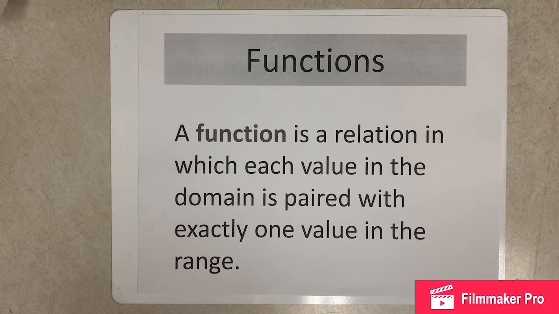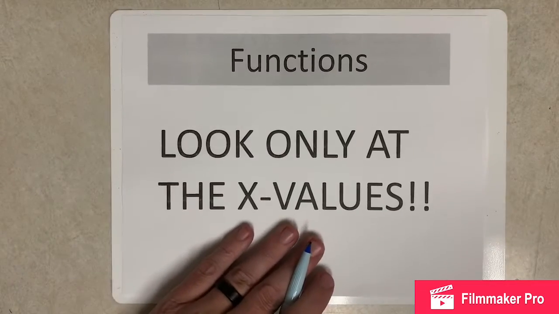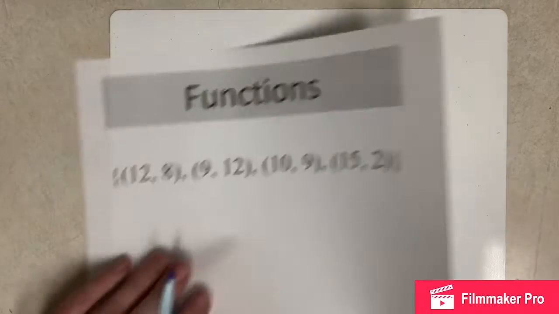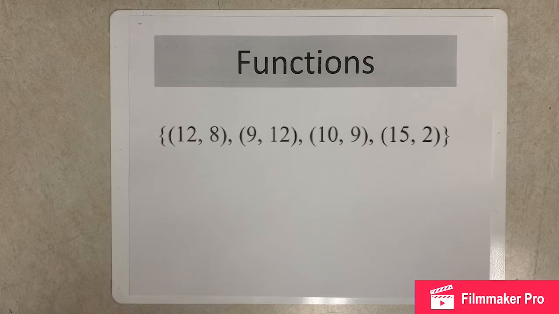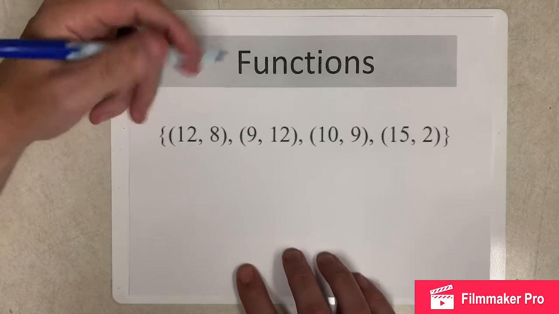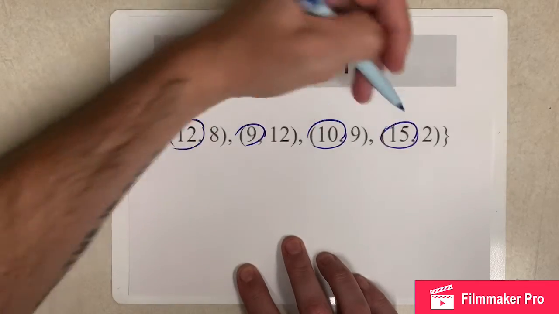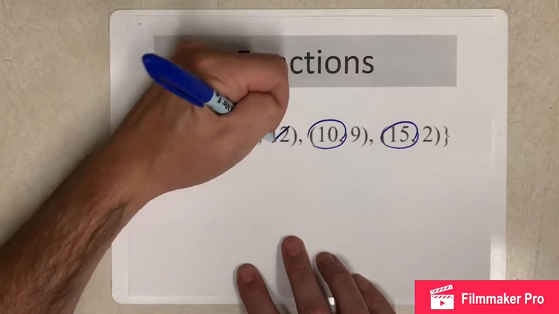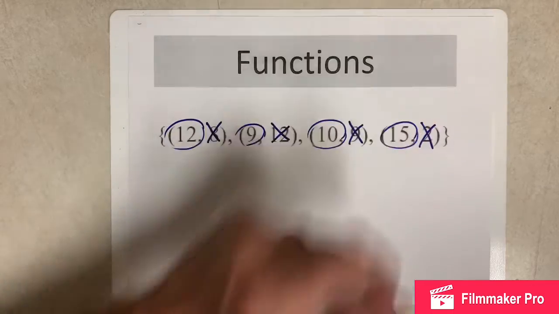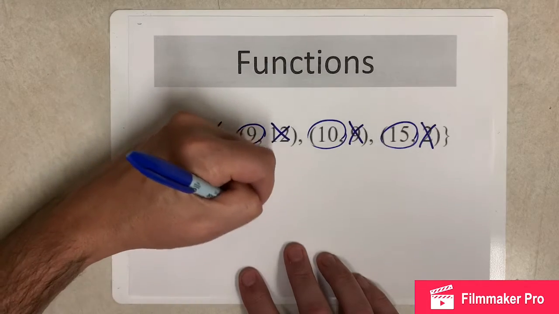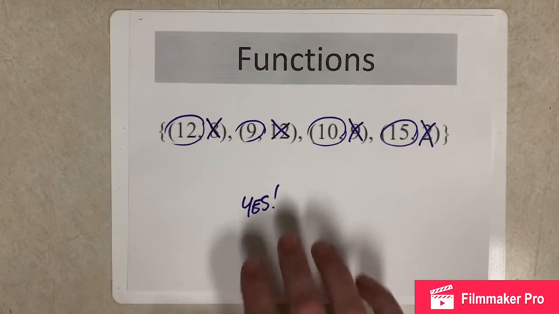So we're going to look at a bunch of examples for this. The main thing is, when you're looking to see if something is a function or not, you only look at the x values, all right? You don't look at the y values, only the x values. So here we go. Okay, so is this one a function? Let's take a look. We got 12, 9, 10, and 15. Ignore the y values. They're of no use. Are these all different? Yes, they are. So the answer is yes, it is a function.